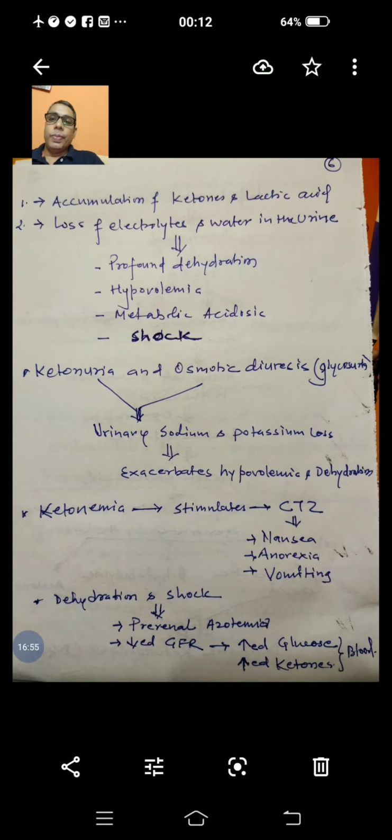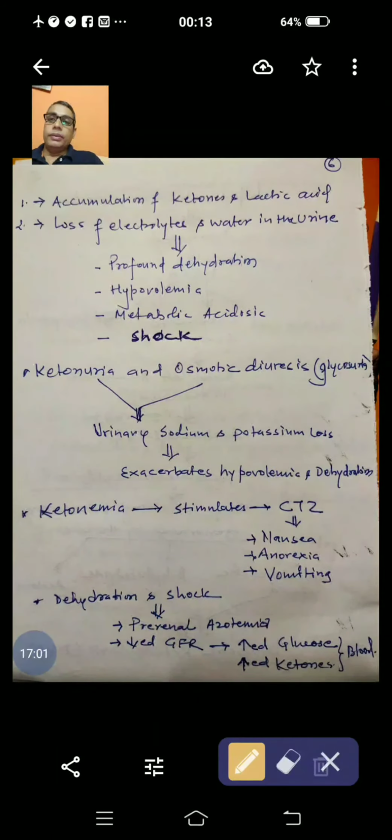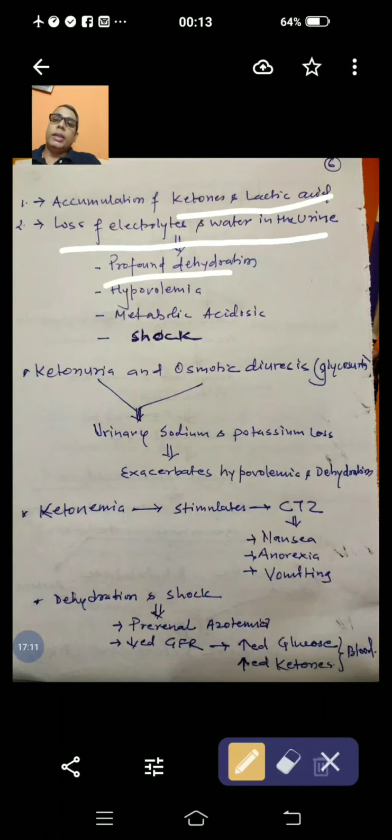Now, once there is accumulation of these ketones and lactic acid, and there is loss of electrolyte and water in the urine, there will be profound dehydration. The animal will be highly dehydrated, and there will be hypovolemia and metabolic acidosis, and ultimately the animal will go into shock. So this is the ultimate outcome.